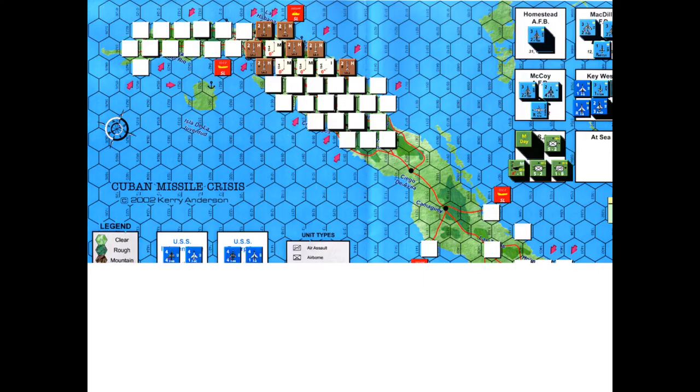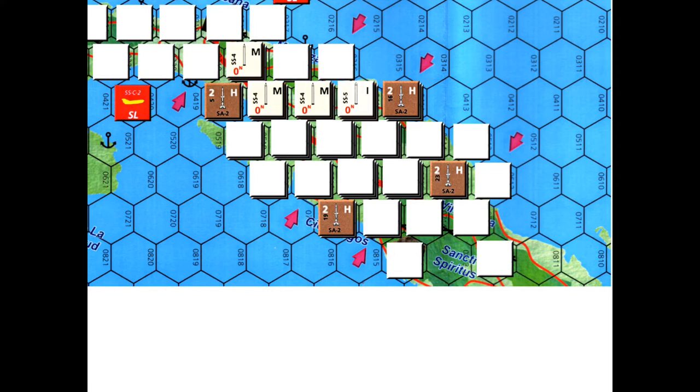So this is the setup of the game. This is not quite historical, but it's approximate. The missiles are set up in the north of Cuba so that it could maximize the coverage. So let's zoom in a little bit closer. Here you can see the SS-4 and the SS-5s. The SS-4s and SS-5s are immobile. They cannot be relocated.